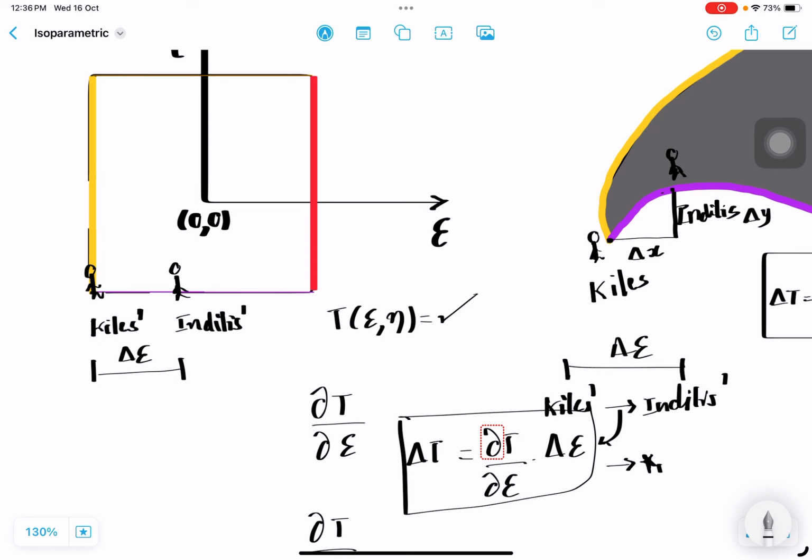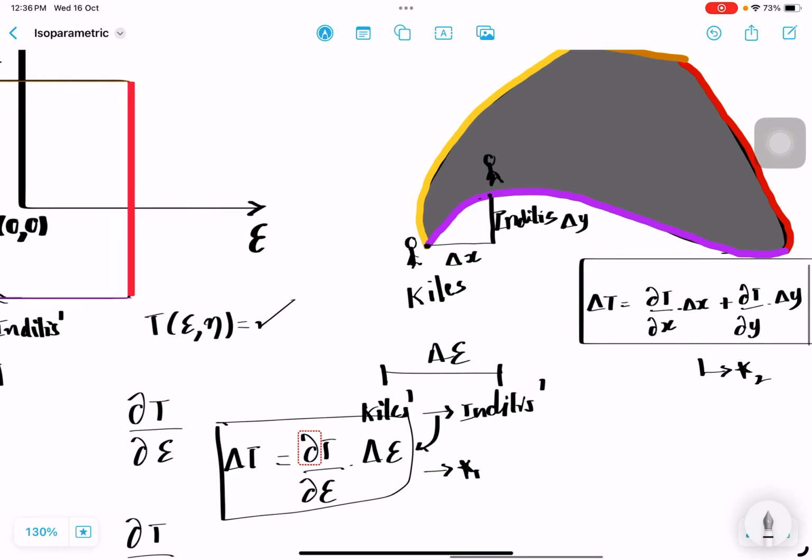He has traveled a distance del epsilon. The second star equation comes because Jack is traveling from Kyle's to Indus. He has to travel a certain distance del x, and he is also traveling del y to get from Kyle's to Indus. If that is the case, then the total change in temperature can be given by the change in temperature when Jack travels along the x direction, del x, and the change in temperature when Jack travels along the y direction, del y.